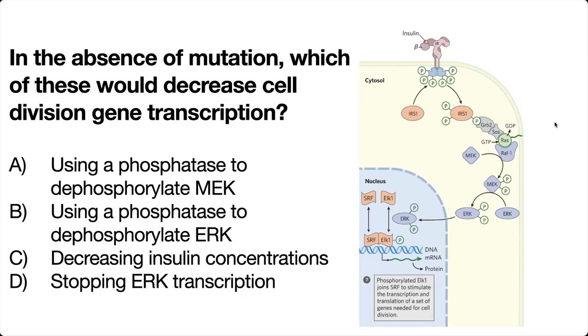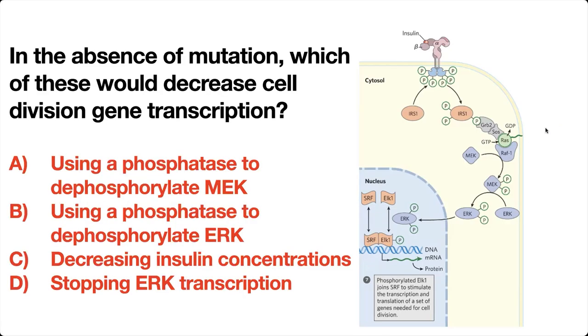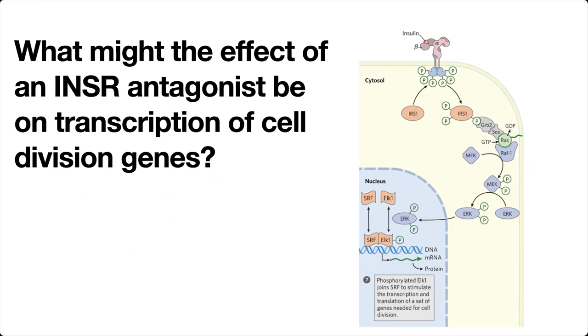What about if we didn't have this RAS mutation, however? Well, now all of these would decrease the cell division gene transcription, because if we have less signaling, we're going to have less RAS on, and then we're going to have less of this. But if RAS is stuck on, then it doesn't matter how much insulin we have. And this is why it's so important that these proteins stay non-mutated and why mutations in them are often associated with various cancers.